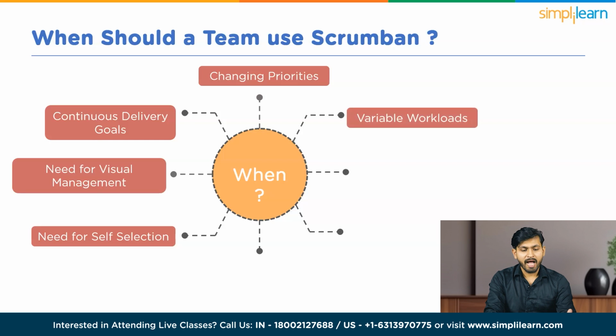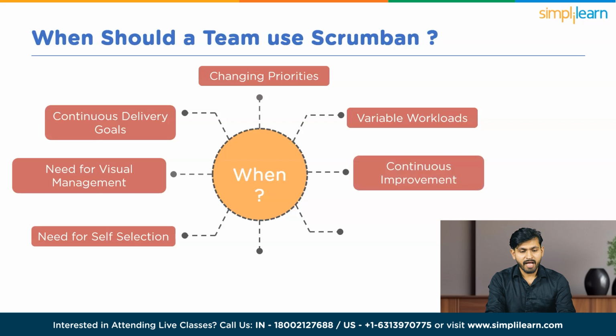Next one is variable workloads. Scrumban is suitable for teams with variable workloads. The capacity to add or reprioritize tasks within a sprint allows for a more adaptable response to fluctuating demands. The next one is focus on continuous improvement. Teams committed to continuous improvement and use of metrics to enhance their processes can benefit from Scrumban's iterative nature. Regular feedback loops and retrospectives are integral to Scrumban's approach.